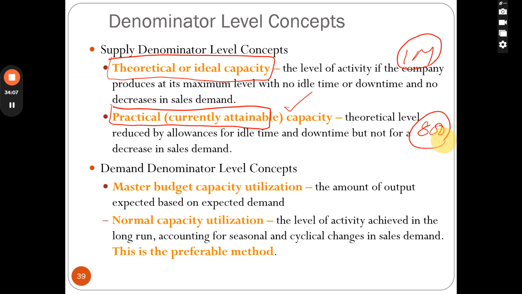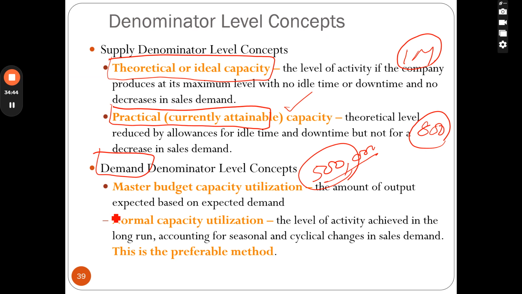But again, you will check, okay, I can make 800,000 units, but am I going to make 800,000 units? Maybe no. Why? Because I don't have that much demand. My demand is only for 500,000 units. So that's master budget capacity utilization. For a year, how many units you are going to sell? So your cost has to be divided between these 500,000 units. This is based on demand. This is for a year actually.